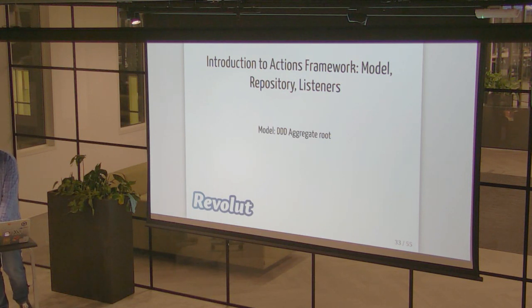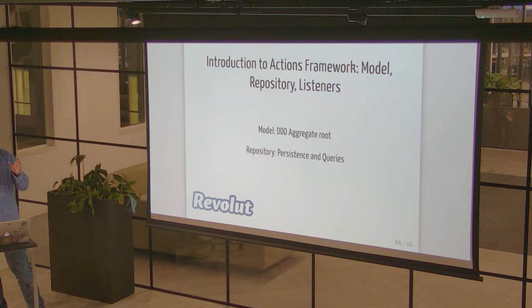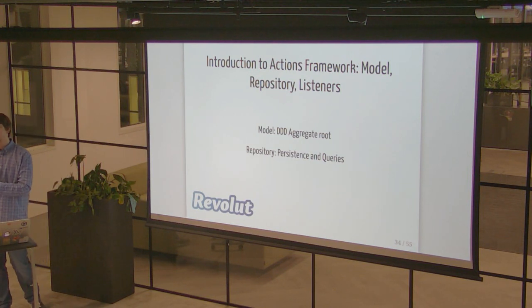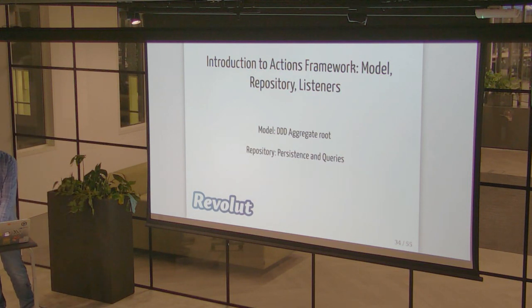The next thing is the repository. It's part of the framework that complements actions. It helps us to build secure CQRS applications. And on top of the repository, you can build whatever API you like. It could be REST, it could be gRPC, or it could even be a GraphQL implementation.